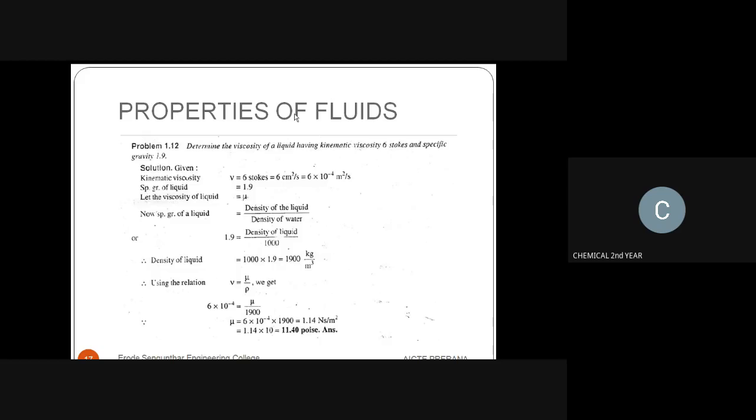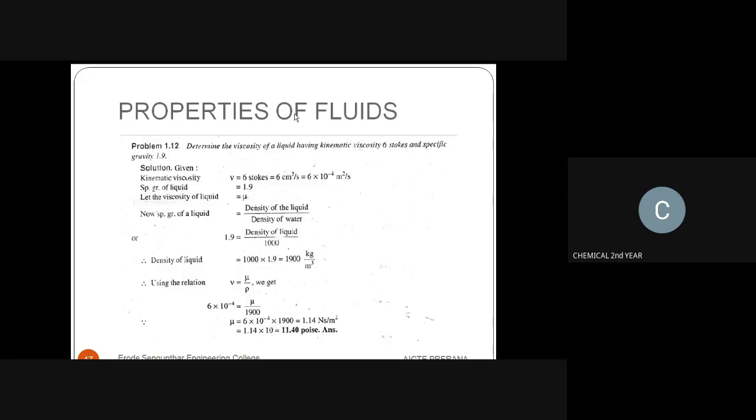So 1 centimeter square per second is equal to 1 Stoke. So automatically 6 into 10 to the power of minus 4 meter square per second. So we need to convert the 6 centimeter square per second into meter square per second. So specific gravity of the liquid is 1.9. Right. So now we need to calculate the density of the liquid based on the specific gravity of the liquid.